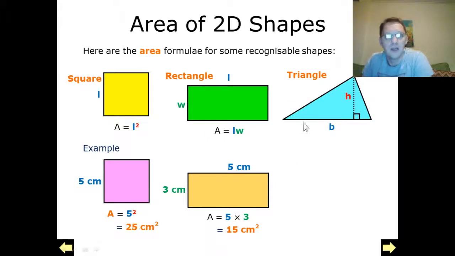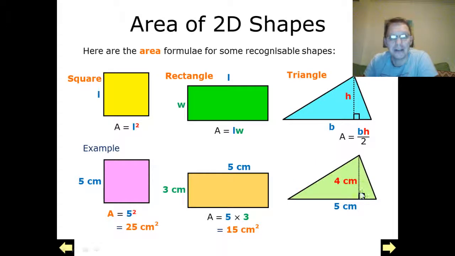And for a triangle, we are talking about the base. Some people do refer to it as the length, and the height of the triangle, how tall it is. What we do is multiply these two together, the same way as we do with a rectangle, but we also halve our answer. Putting that in context, we've got a base of 5 centimeters and a height of 4 centimeters. So my area is going to be 4 times 5 divided by 2. 4 times 5 is 20. Halving that gives me an area of 10 centimeters squared.